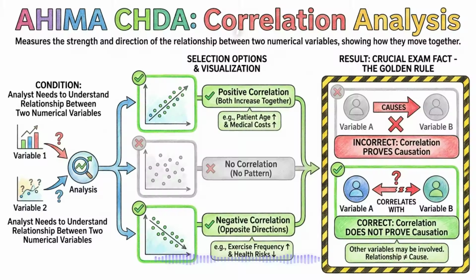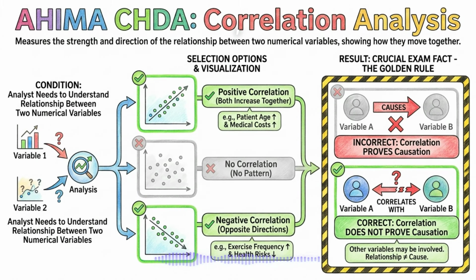Moving beyond simple group comparisons, analysts frequently need to understand the relationship between 2 different numerical variables, which requires a correlation analysis. Correlation measures exactly how strongly 2 variables move together, such as discovering that as a patient's age increases, their average medical costs also increase. This represents a positive correlation, whereas a negative correlation means one variable goes up while the exact other goes down.